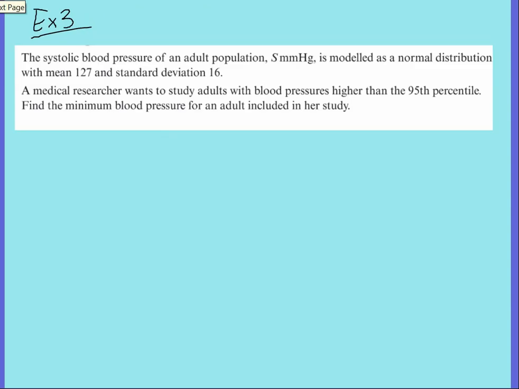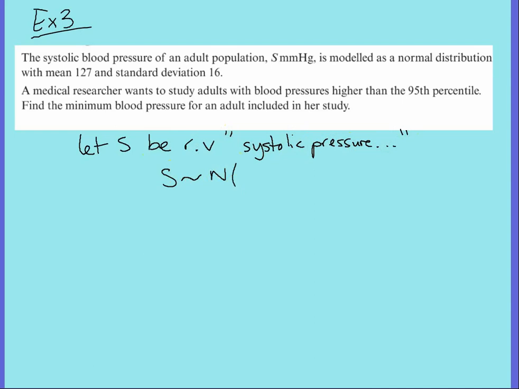Now, one more question we're going to do, a wordy one. So the systolic blood pressure of an adult population, S, is modeled by a normal distribution. So it's good practice now to say let S be the random variable, systolic pressure. I'll do that now. And S is distributed normally, and we can see here we've got a mean and a standard deviation, 127 and 16 squared. Don't forget the squared, it's really important.